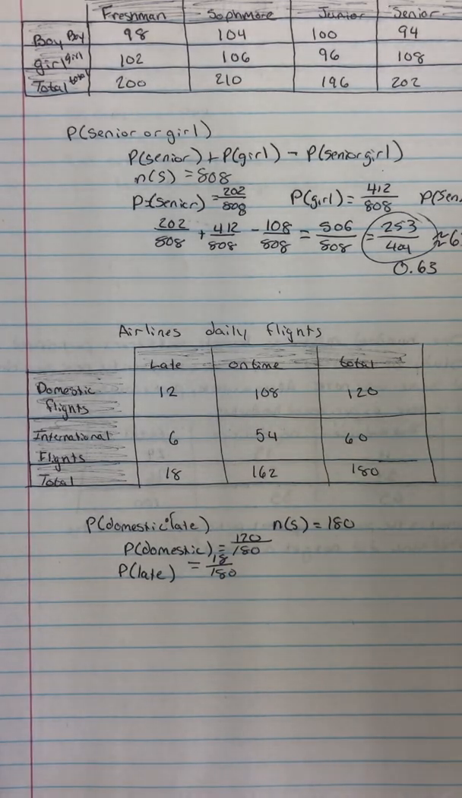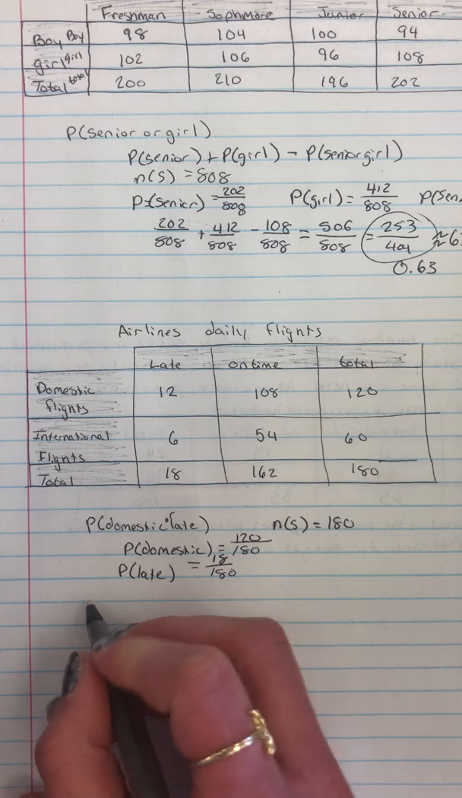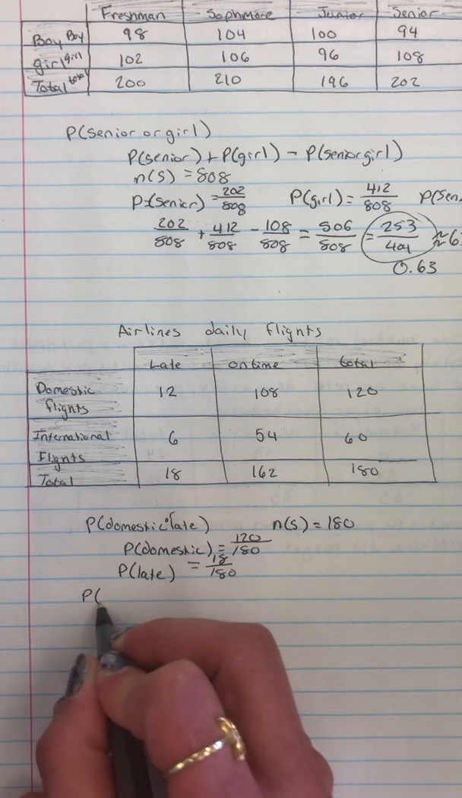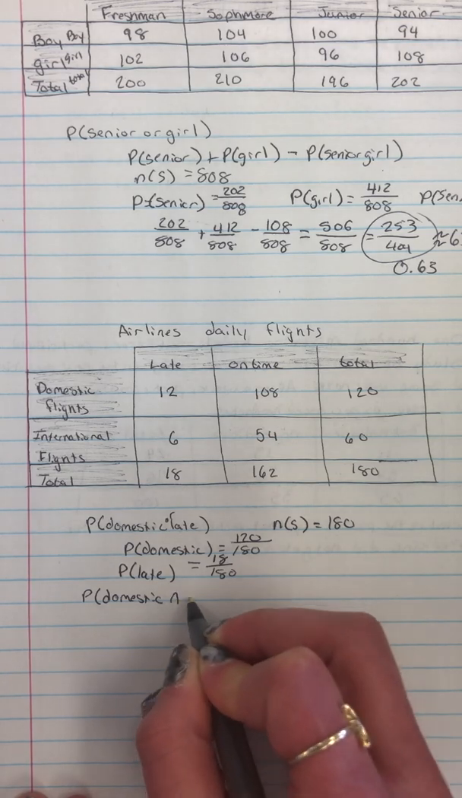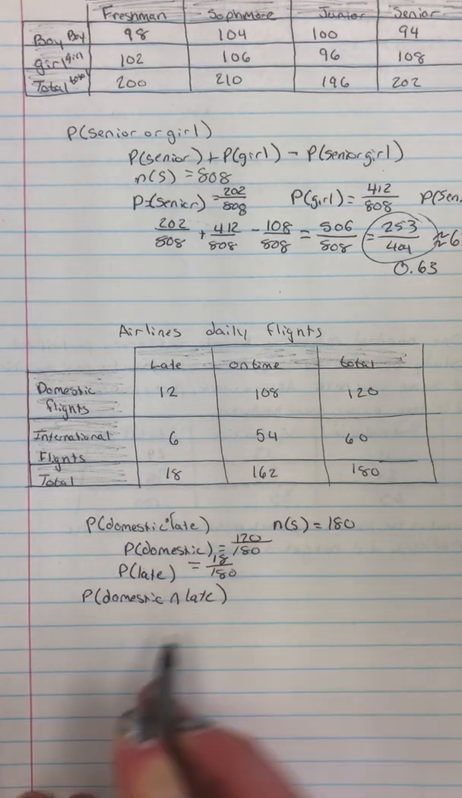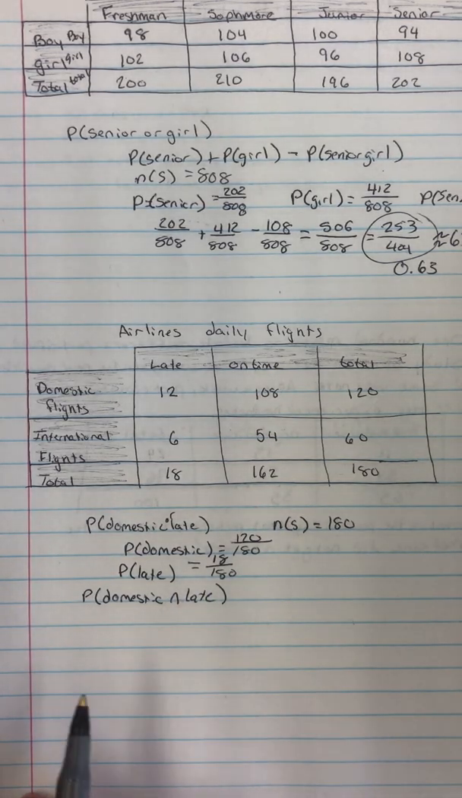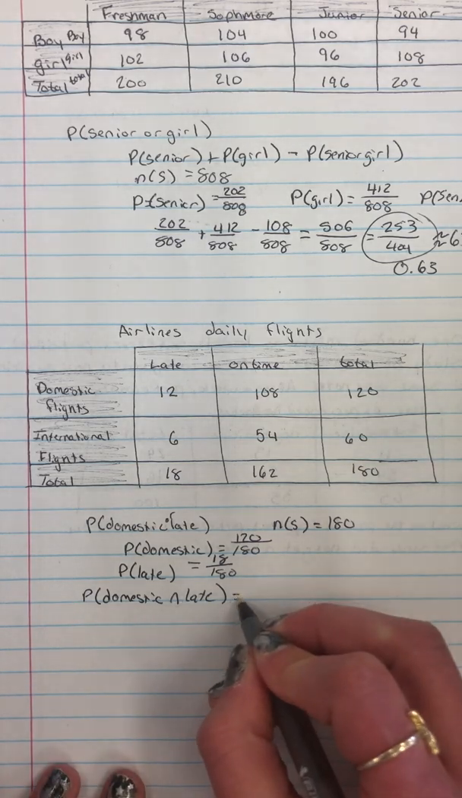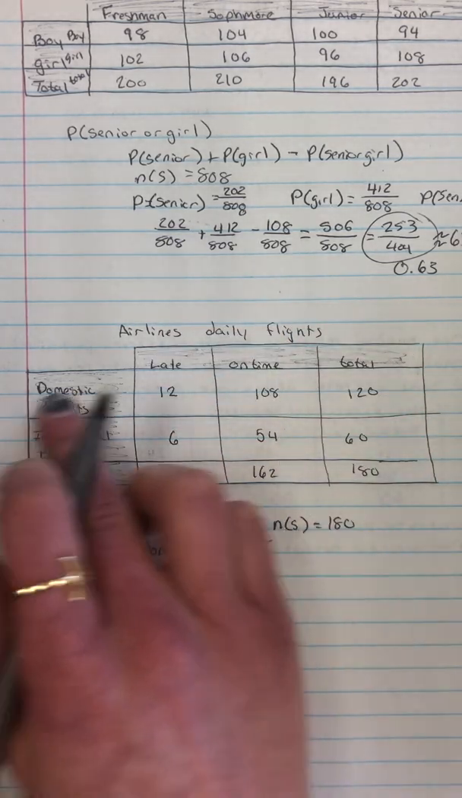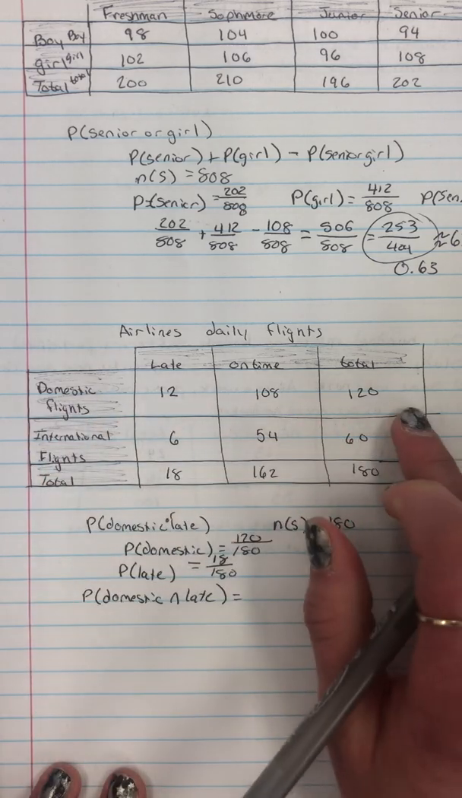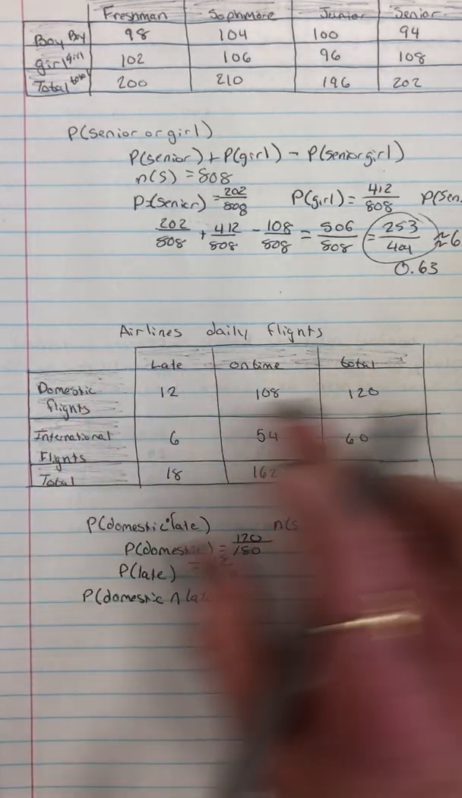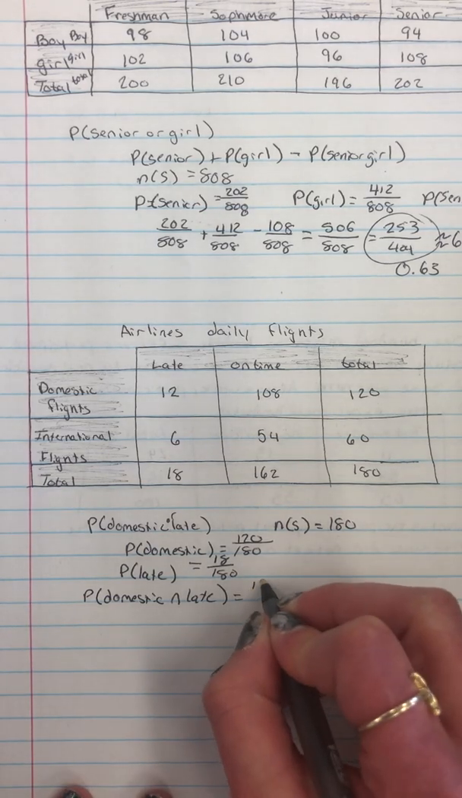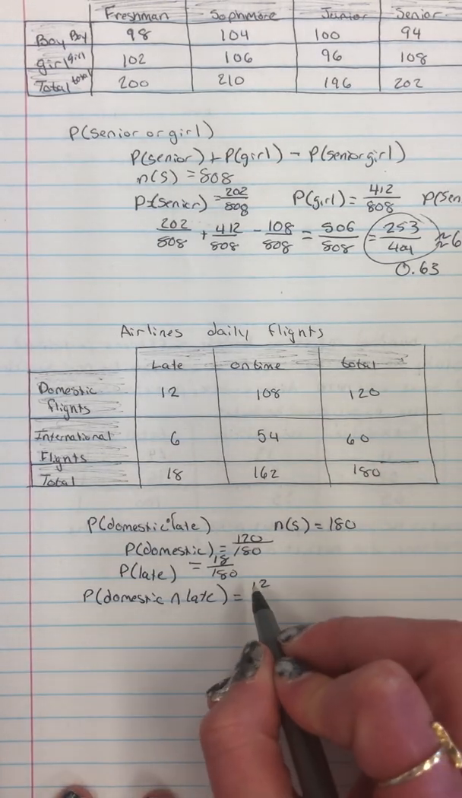And we need the intersection of the two. So we need the probability of a domestic late flight. Remember, this is the intersection symbol. Now let's look at our table. This is the side that's late, and this is the side that's domestic. Where the two overlap is our late domestic flights, which is 12. Again, over our total number of flights, which is 180.